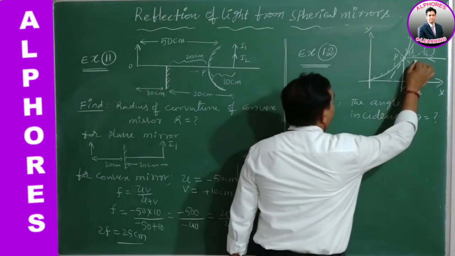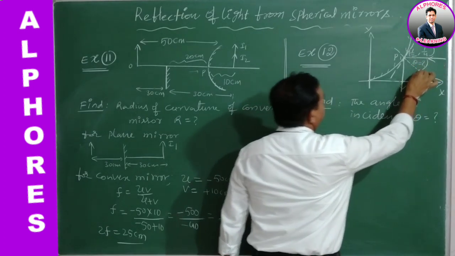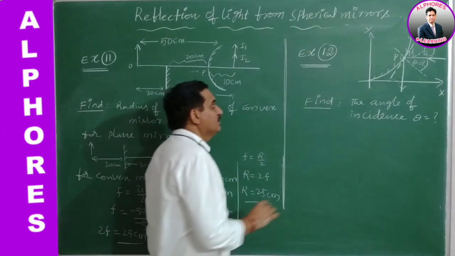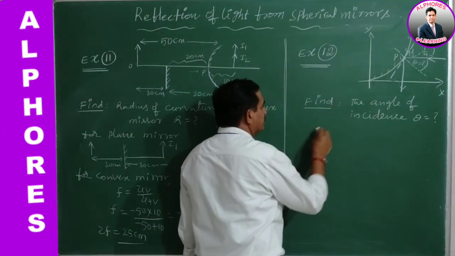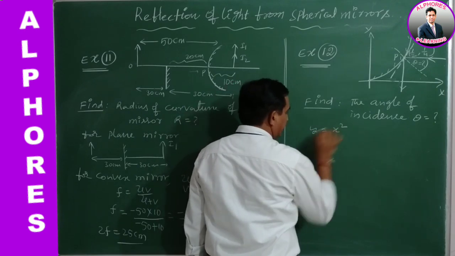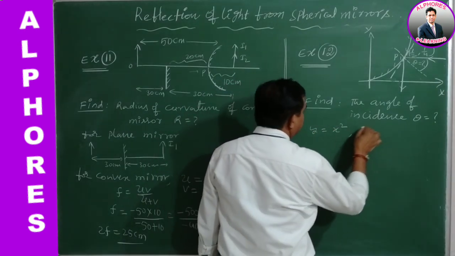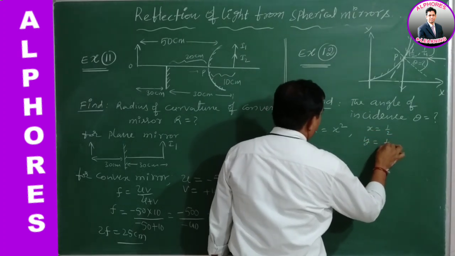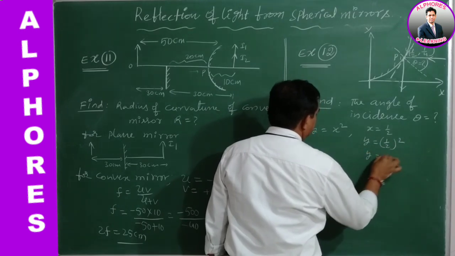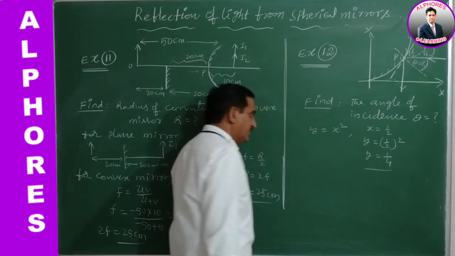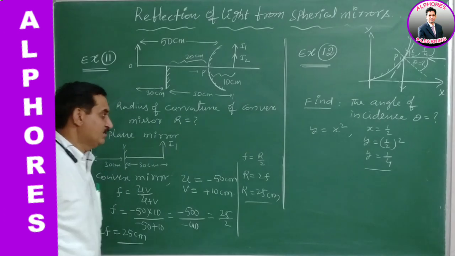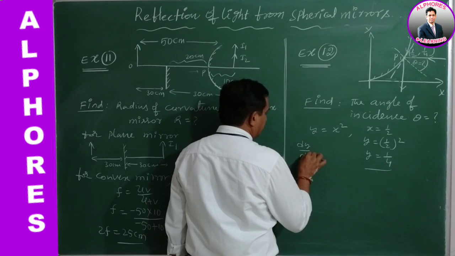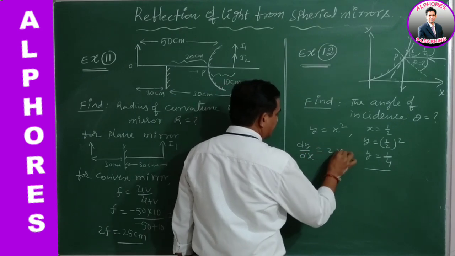The question is, what will be the angle of incidence over here? So theta is to be calculated based on the given data. The data given is x equal to 1 by 2, with y equal to x square. Put x equal to 1 by 2, you will get y equal to 1 by 2 whole square, which is 1 by 4. The point is satisfied, 1 by 2 comma 1 by 4. Differentiating dy by dx with respect to x gives 2x.